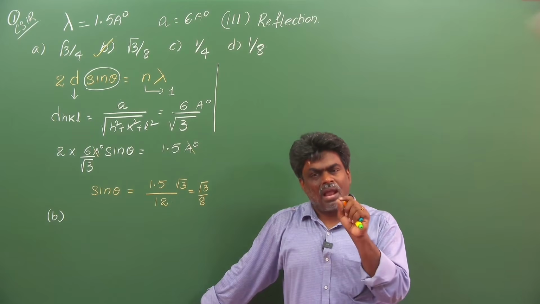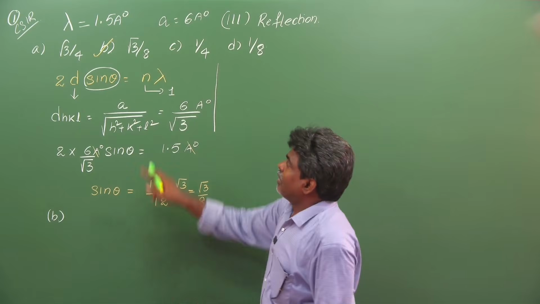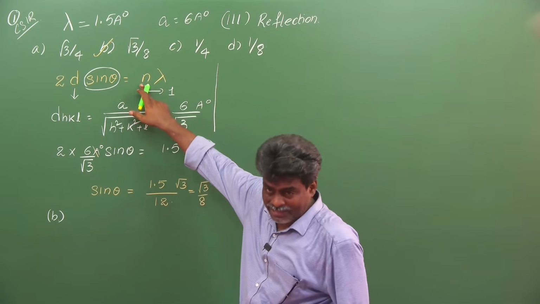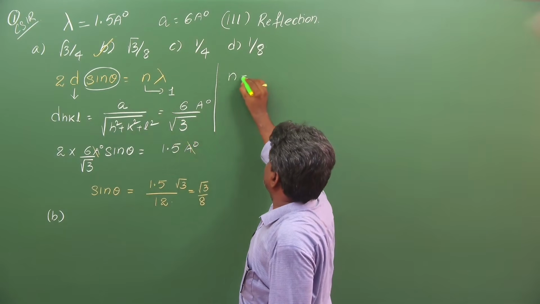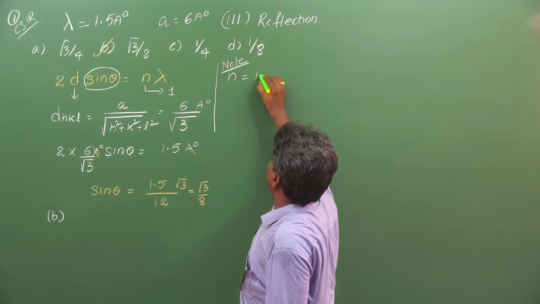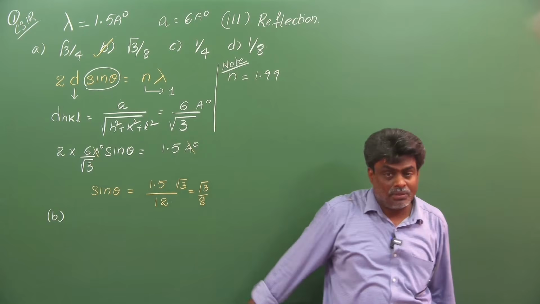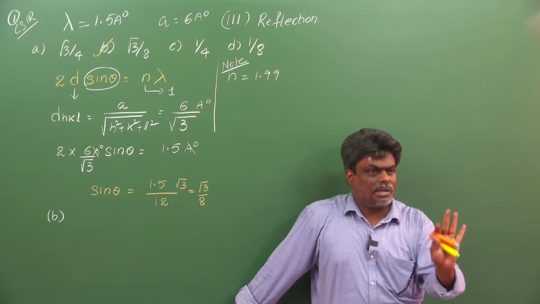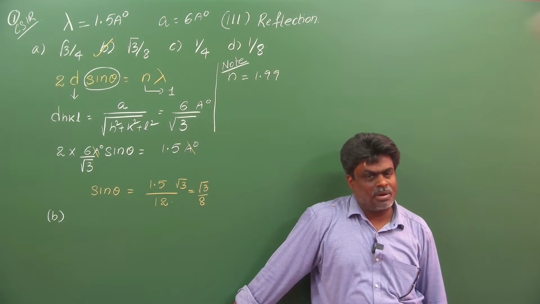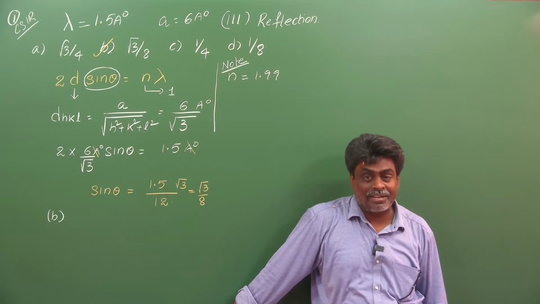Sometimes he will ask what is the order of diffraction. That means you are solving for what? I got n equal to, listen, very important, I got n equal to 1.99. In the mathematics I got 1.99. Tell me what is the order of diffraction? No, 1. Order of diffraction is an integer, not a decimal.